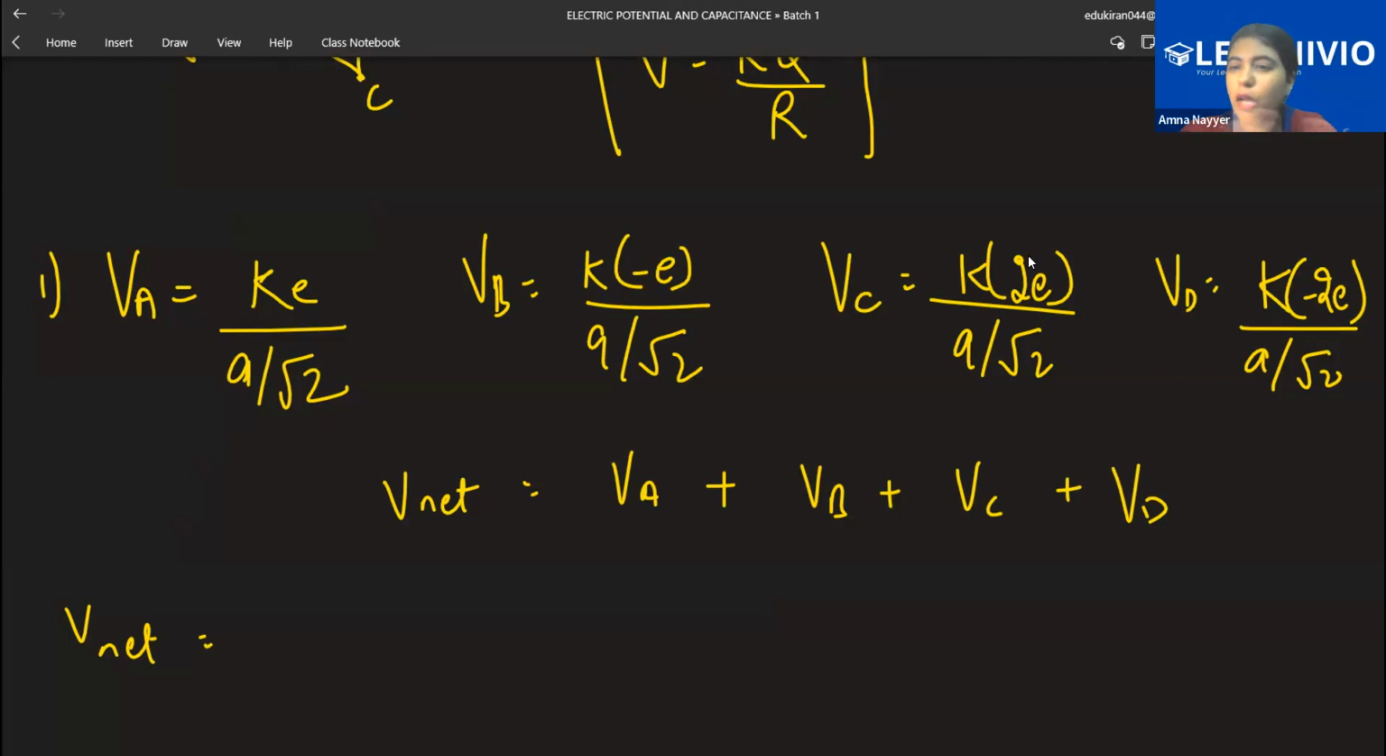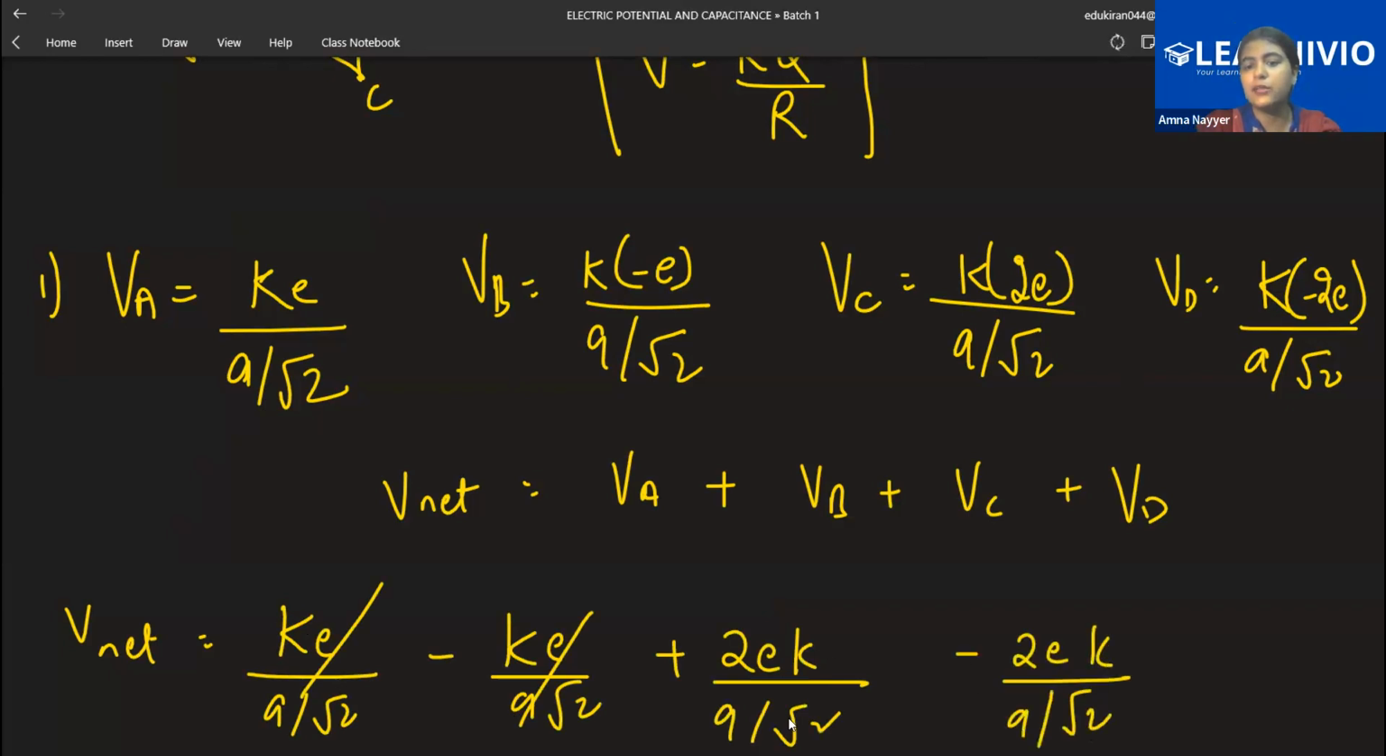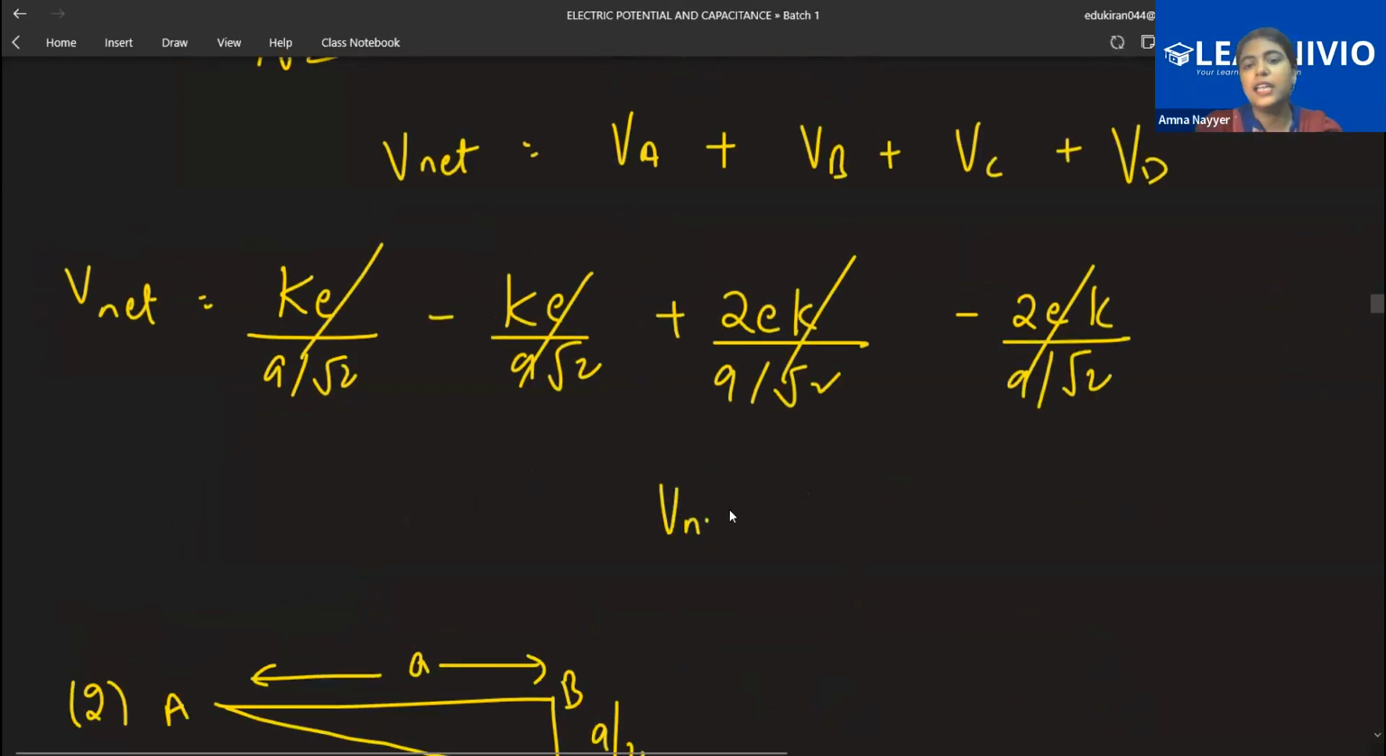Okay. So now when we are calculating the net potential, we add all of these. So see what we'll get. This is KE by A by root 2, this is minus KE by A by root 2. They'll be cancelled. What is this? Plus 2E K by A by root 2. What is this? Minus 2E K by A by root 2. These will be cancelled. So the answer of the question for the first part, net potential is 0.